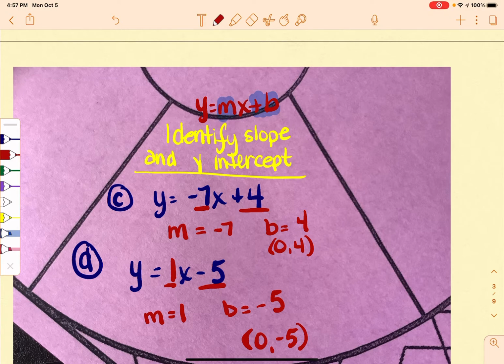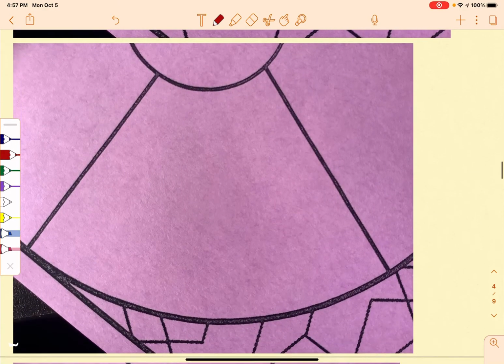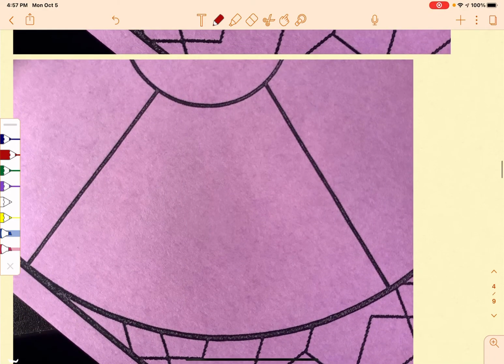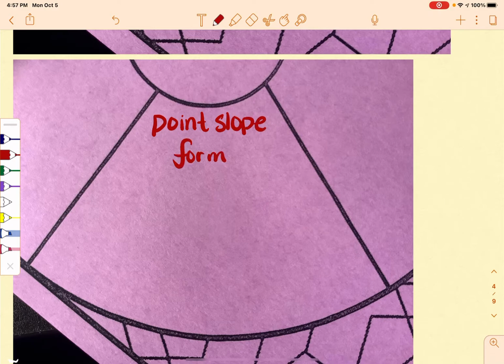Okay, let's move over to the back of this and talk about some more big ideas. So first of all, we are going to talk about another form called point-slope form. That's when you have a point, but the point you're given is not the y-intercept. It looks like this.